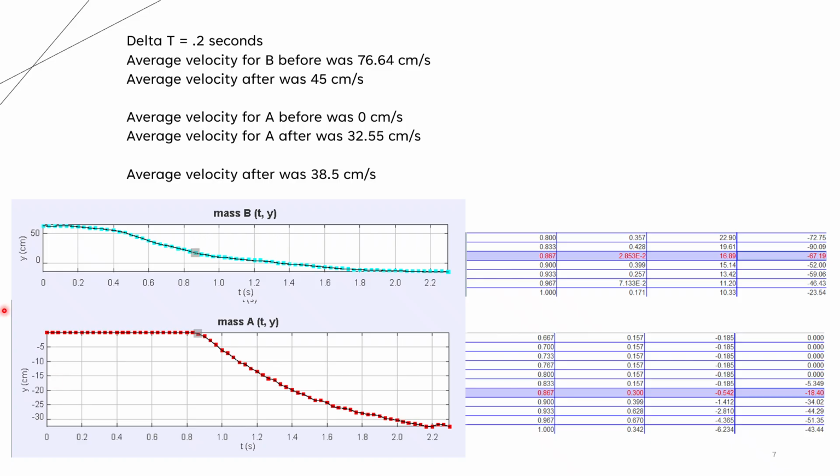So, we got some graphs here. I love graphs. We got this one right here, cart stationary until right here. This is about the collision. Now, there is no substantial change in this graph, but obviously there's a big one here.